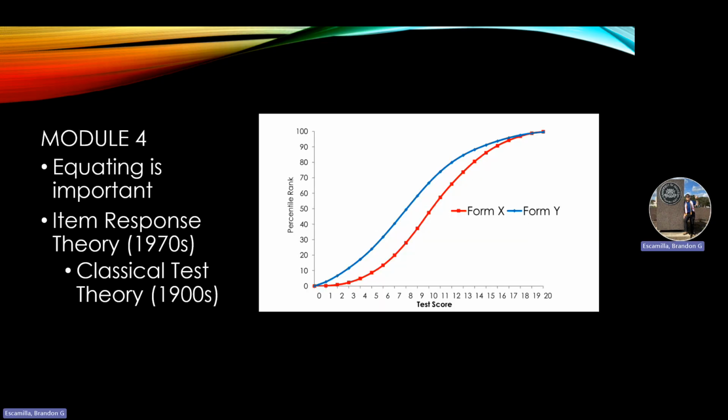This visual representation of how different test forms, form X and Y, can be equated to ensure fairness and comparability of scores, is a helpful illustration for this concept. It also helps us understand that linking is an important component of equating. Today, we will use item response theory, which was developed in the 1970s, but before that, we used classical test theory in order to evaluate and place students.